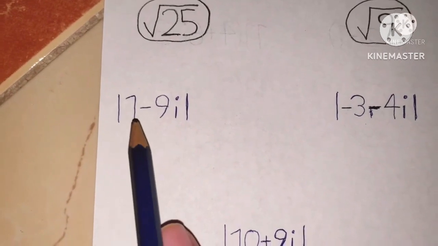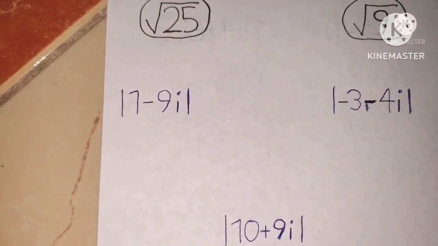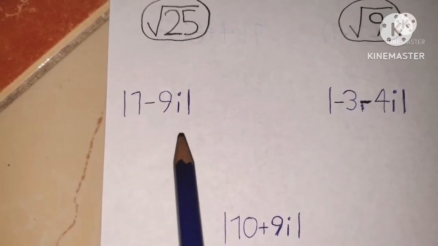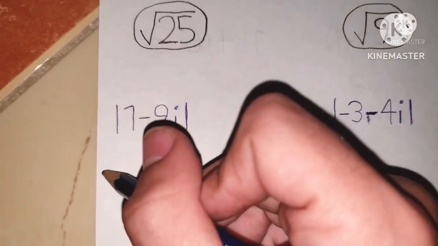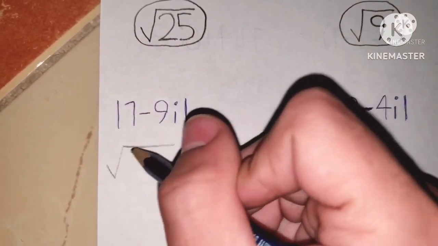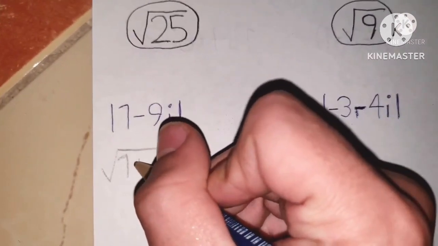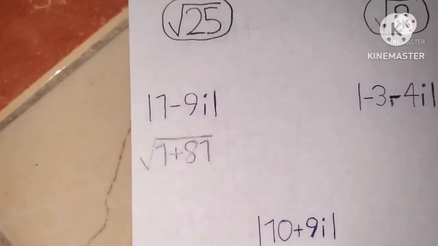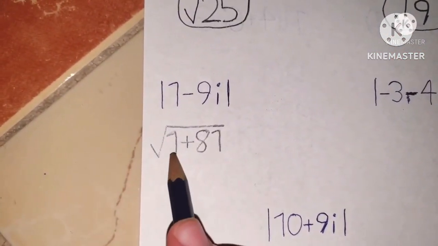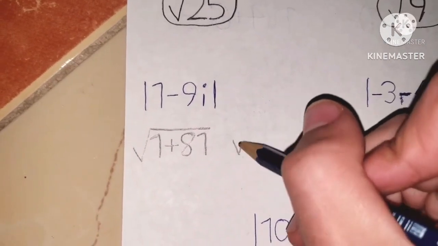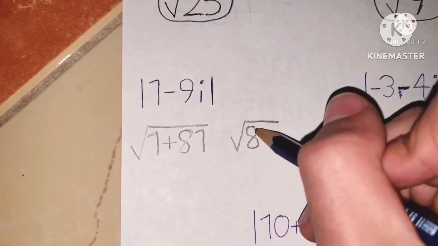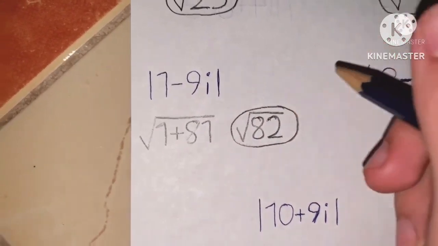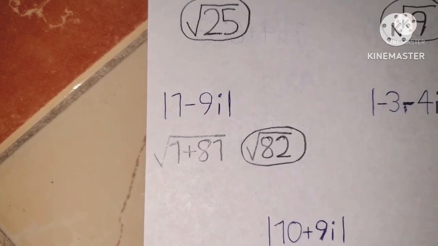Now, 1 minus 9i. What do you do here? The 1 stays the same, but the 9 you have to multiply by 9. So it's going to be 1 and 81, because 9 times 9 is 81. So this is what it is. Now you have to add these up. 1 plus 81 is going to be 82. So the final answer is 82. 1 plus 81 is 82.